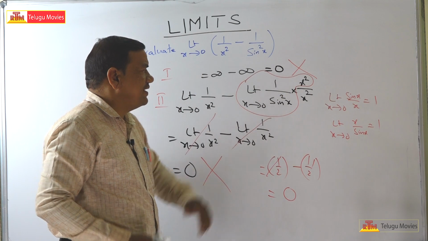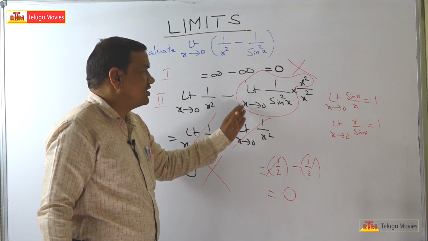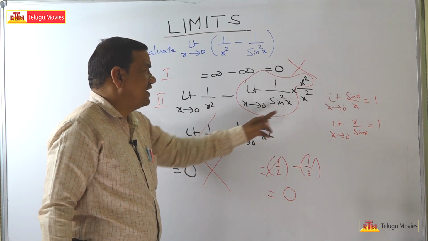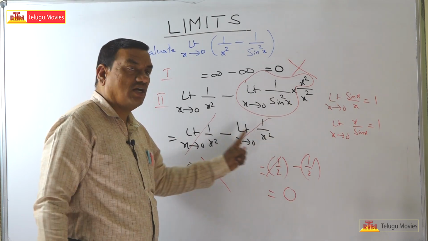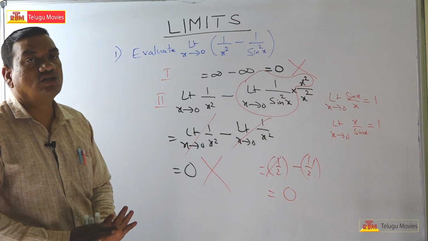So, separate the limits, multiply the numerator and denominator with x square. As x tends to 0, x square upon sin x square value is 1. Therefore, the limit tends to 1 by x square, so both can be cancelled. So, you are getting the answer, but logically that is also wrong.